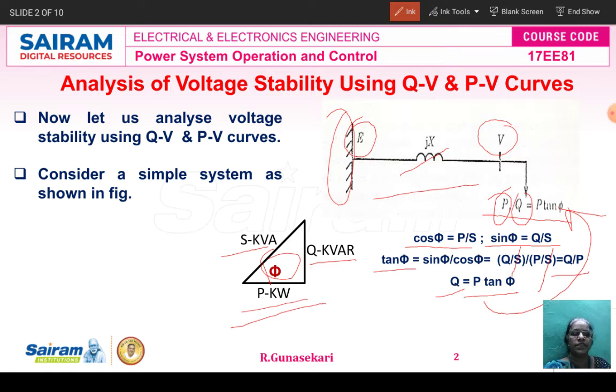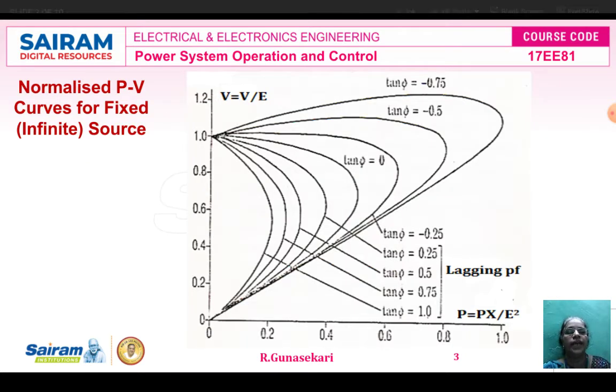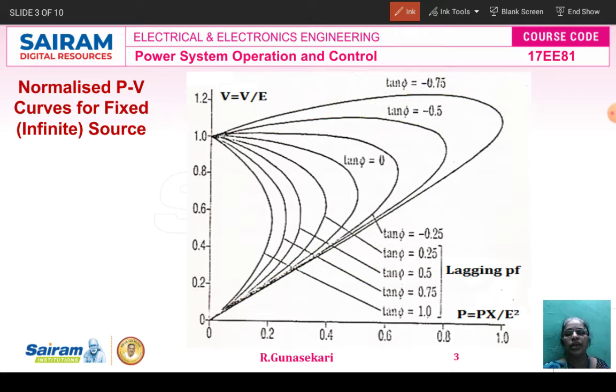So for this sample system we draw the QV curve and PV curve. From these curves we analyze voltage stability and instability. Now you see the diagram. These are the PV curves. This is the normalized PV curve for a fixed source, meaning an infinite source. The x-axis is the real power, P equals PX divided by E squared, and the y-axis is V equals V by E. The capital V is the receiving end voltage, capital E is the sending end voltage, and X is the actual reactance of the power system.